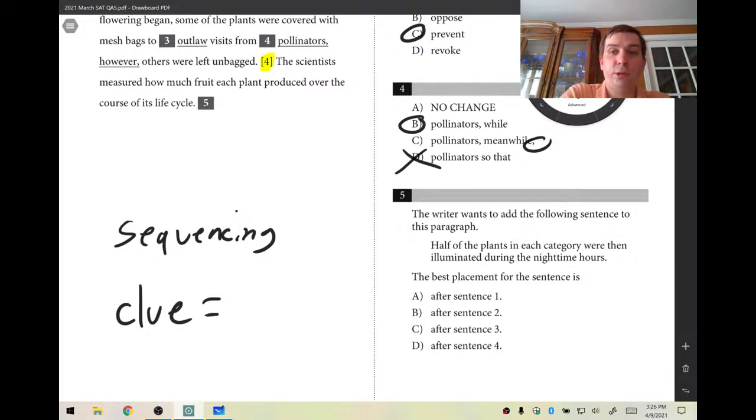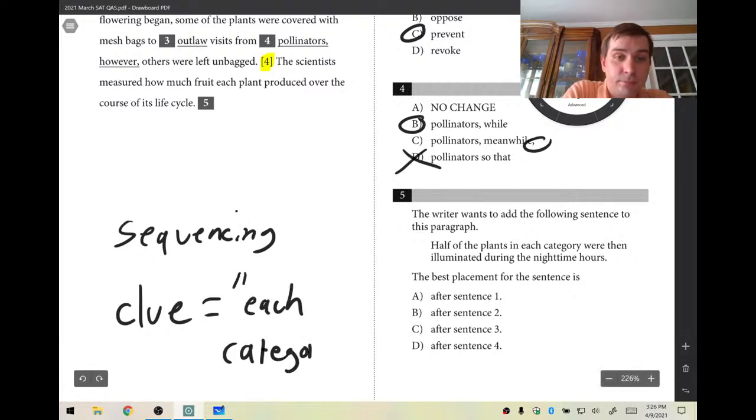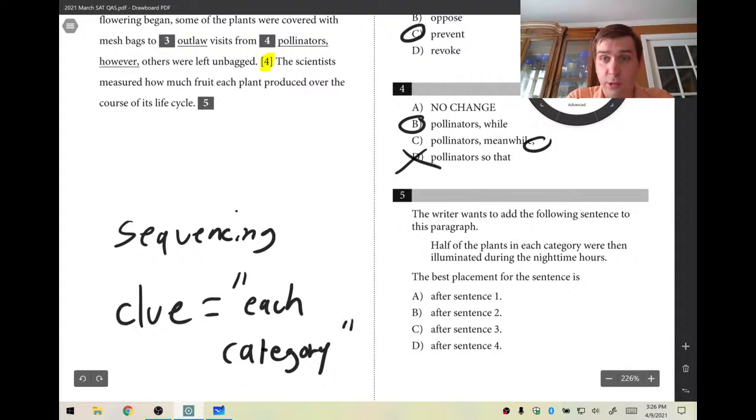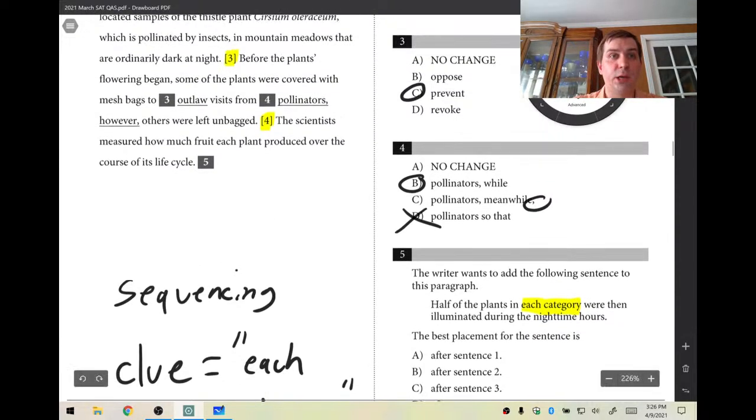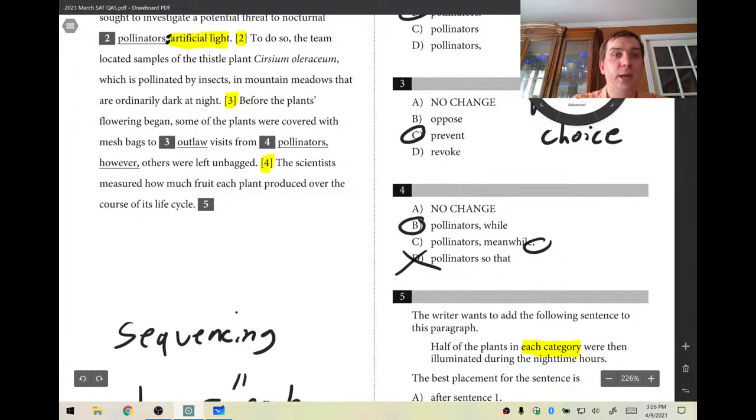What's the clue for this one? These words right here. Each category. So right here, there's our clue. Each category. So this sentence must immediately follow the sentence that explains the two categories. There's no other place this could go within the passage. So this has to follow sentence 3, where they explain the two categories, bagged and unbagged.